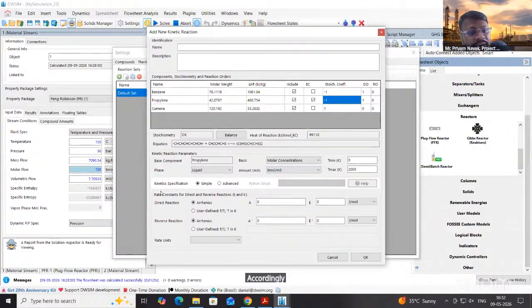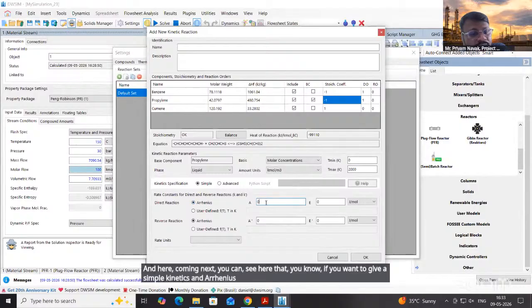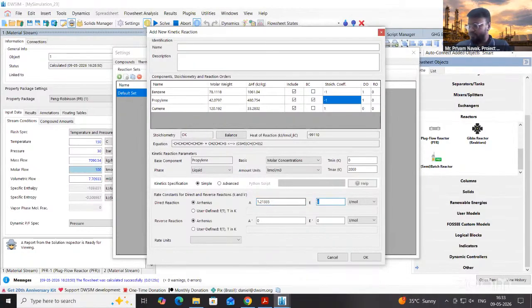Coming next, if you want to give simple kinetics or Arrhenius law kinetics, you can give it here. Like, for example, let me give some numbers. This is the pre-exponential factor. This is the activation energy, right?